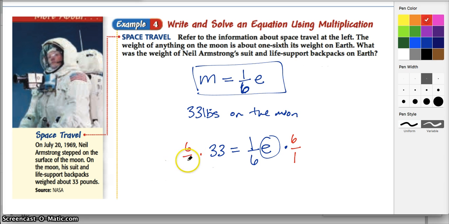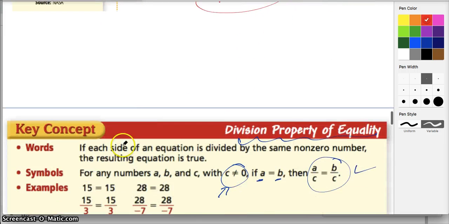What I do to one side, I've got to do to the other. That cancels out to leave me with simply E. Now I'm going to multiply 6 times 33 and get 8. Carry my 1. 6 times 3 is 18, 19, 198 pounds. So this outfit, his life support suit and his backpack would weigh approximately 198 pounds on Earth.